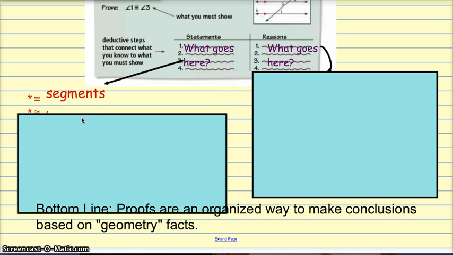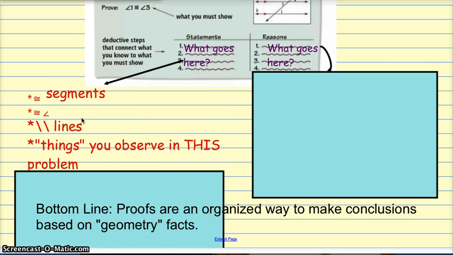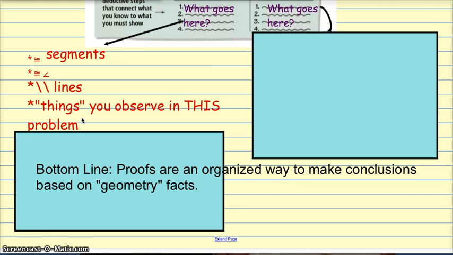Things that go in the statement column are congruent segments. So you're saying that segment AB is congruent to segment BD. These are congruent angles. Angle 2 is congruent to angle 3. Lines are parallel. Things that you observe.